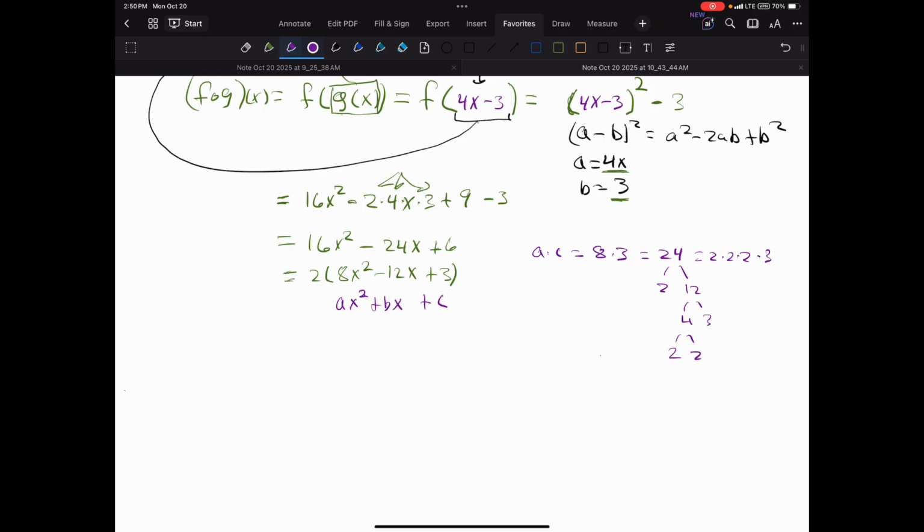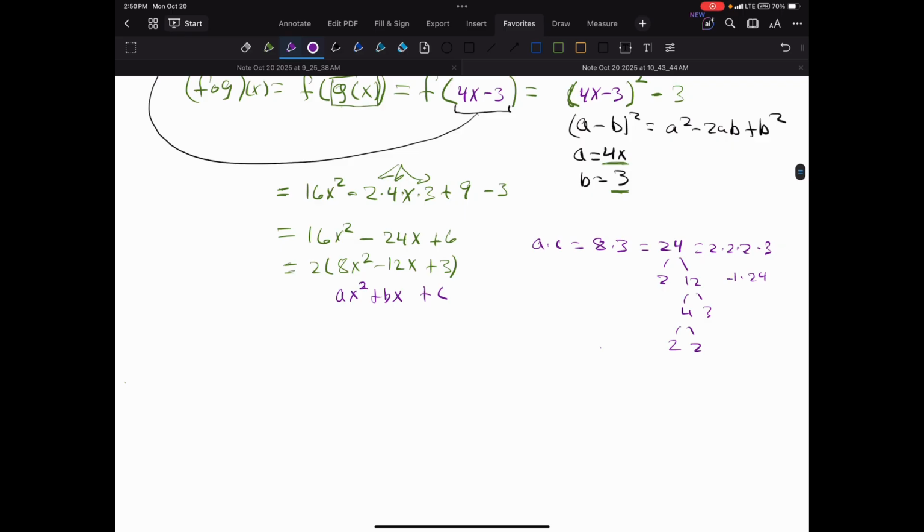And so I'm trying to figure out ways to associate those factors that would give me a difference of negative 12. And so what would that be? Well, they'd have to both be negative for them to add up to negative 12 because it's a positive number. And so, well, what could that be? That could be 1 times 24, but that would add up to, what, negative 25. Negative 1 times negative 24.